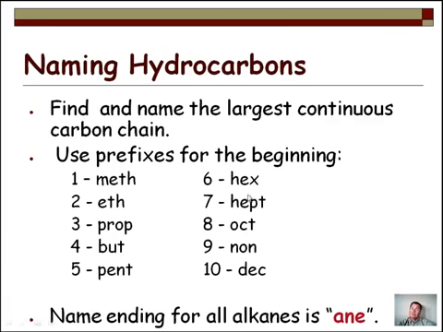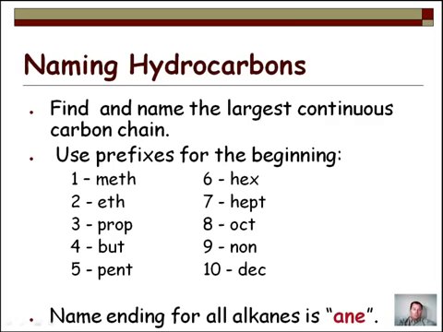Pentane, hexane for 6, heptane for 7, octane. You have an 85, 87, 89, 92 octane rating in your gas. Well, that's talking about a type of alkane. Okay, 87 is something different. Okay, 9 is non, and then 10 is dec. So let's pause this, copy these down. You're going to need these.